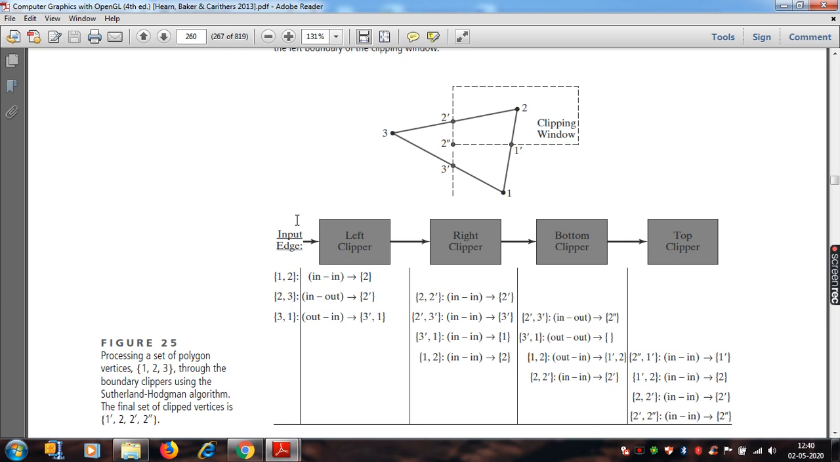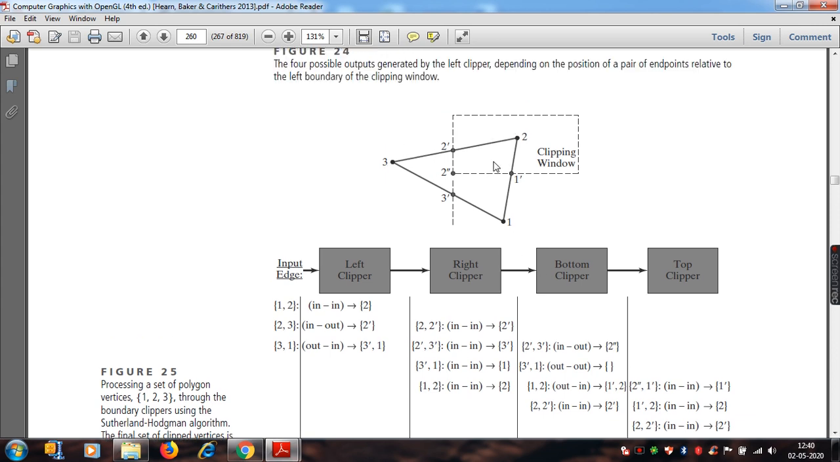You can see in this diagram here. So this is the given object for us: 1, 2, 3. And you can see this is the given clip window. This is the clip window and this is the object. On this clip window, now we have to process this polygon. We have to show the demonstration of how it will be clipped at each clipper.